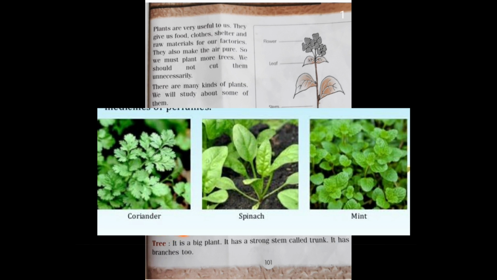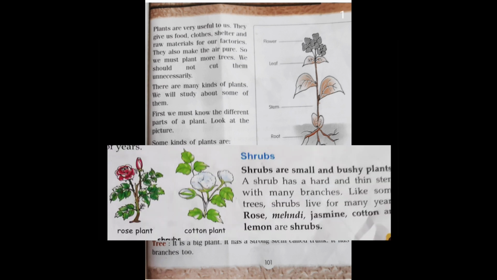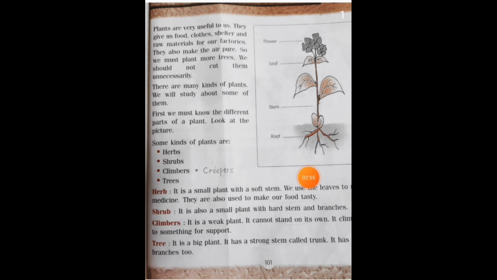Next is shrub. It is also a small plant, with a hard stem and branches. So you can see it from the picture. These are the examples of shrubs. Rose, mehendi, jasmine, cotton and lemon are all shrubs.